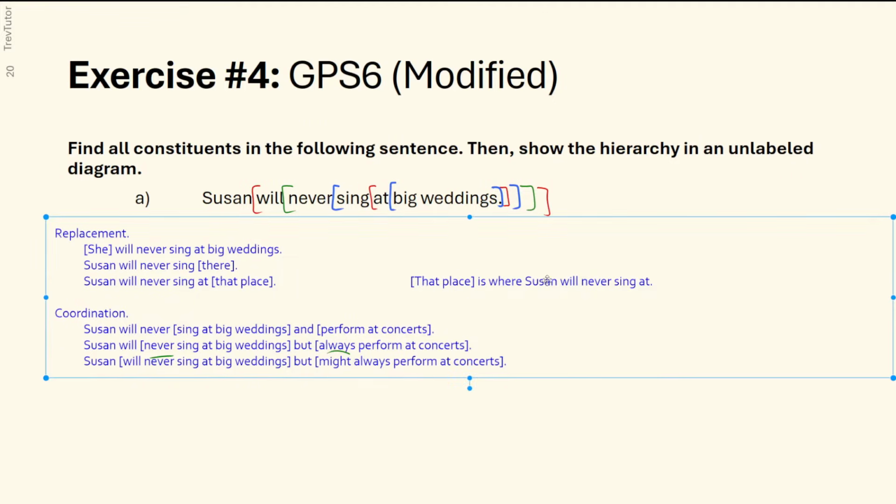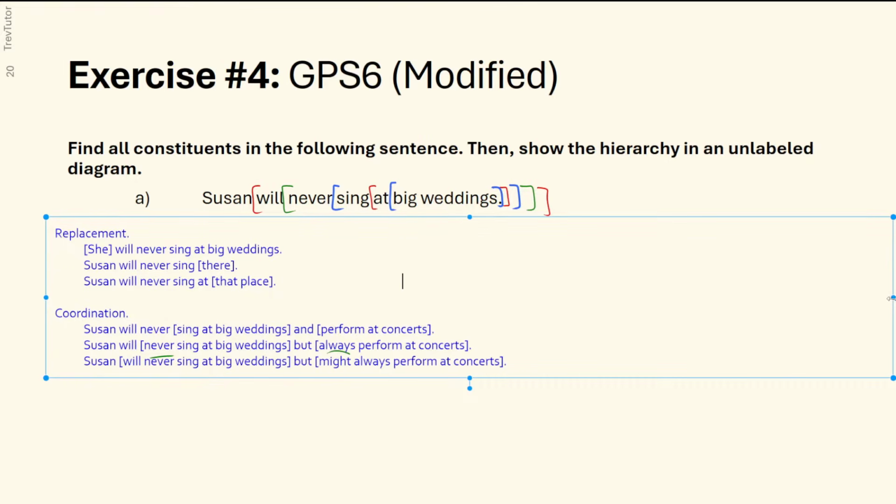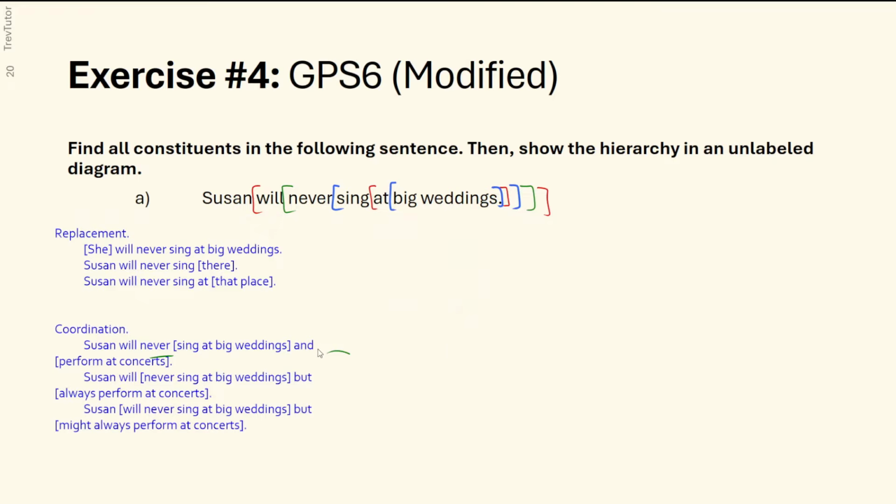And let's draw it. So I want to get rid of this line and just make this a little bit smaller, just so we can draw a structure in this case. So we don't need to give any labels, but we do know that we're forming a sentence. It needs a noun phrase and verb phrase. So, okay, let's just label that. We do have Susan, and then we have will never sing at big weddings. So this is where I'm going to just leave things unlabeled.